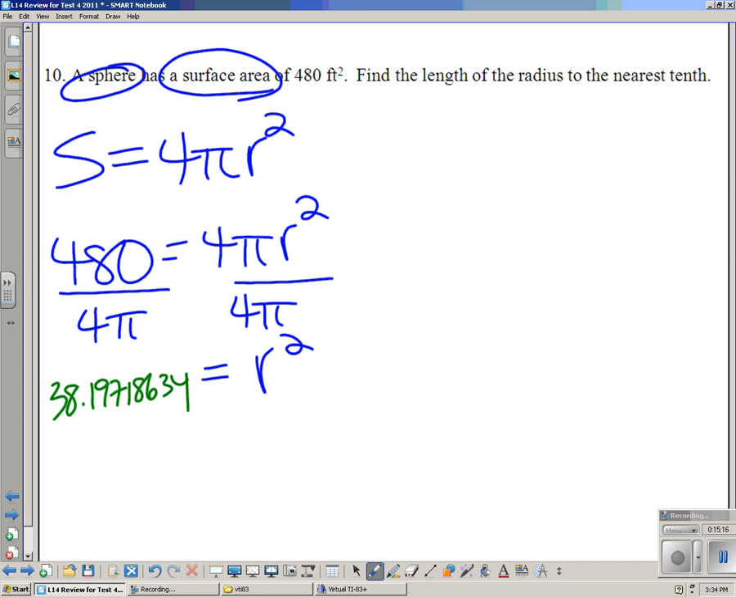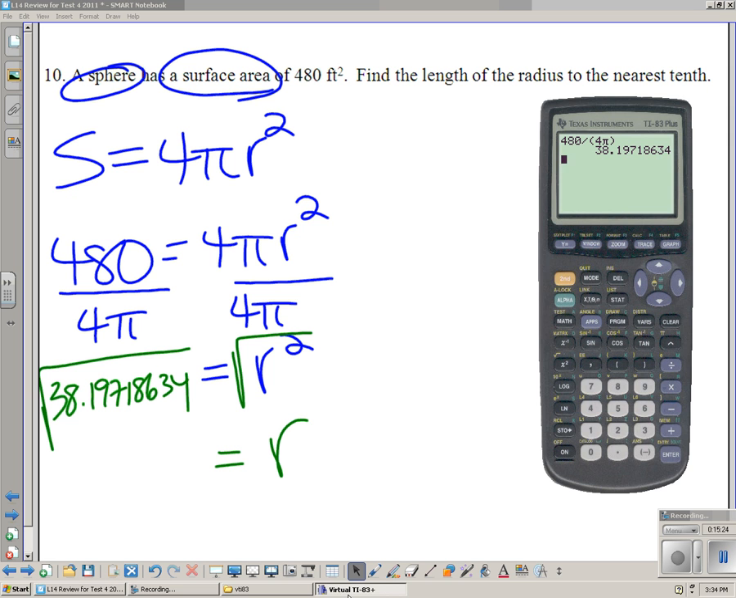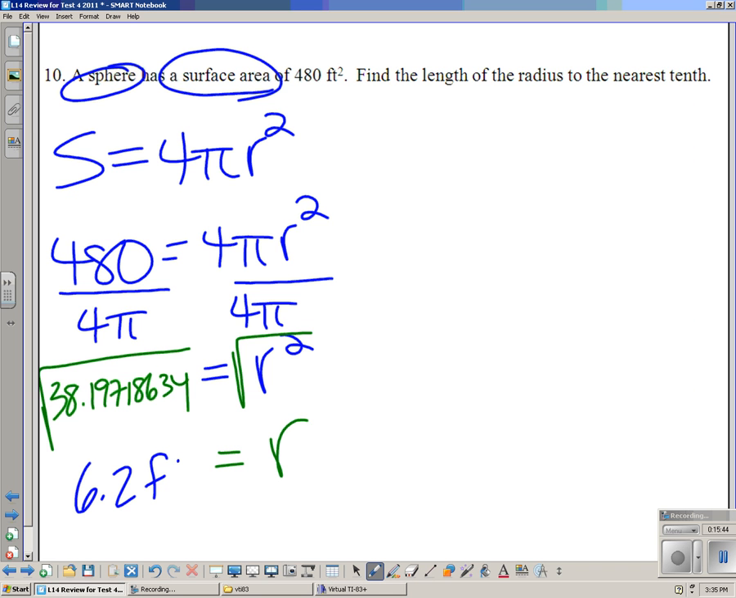One more step, I have r squared. To remove the square, we take the square root. So we take the square root of the answer, 38.1971864. And we get 6.18, blah, blah, blah. Rounded to the nearest tenth would be 6.2 feet. Since it's the radius, you can measure that with a ruler. It would be in feet.